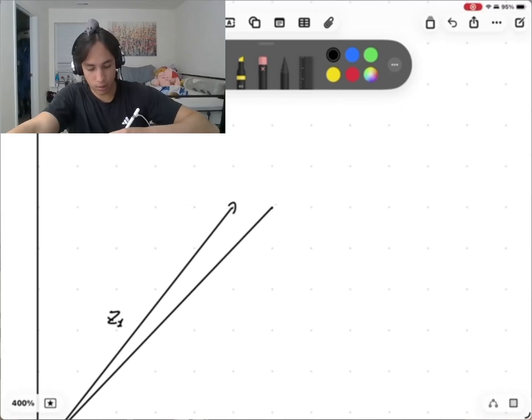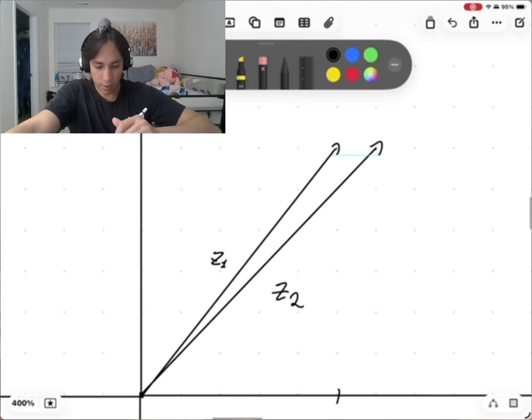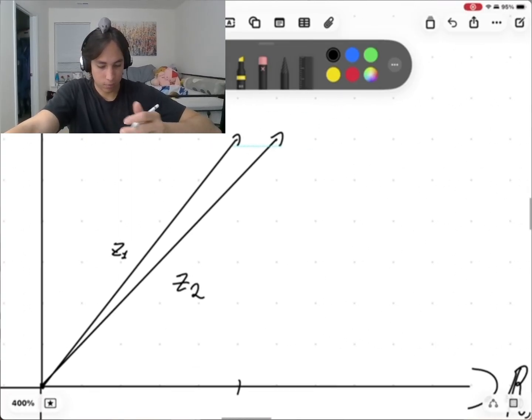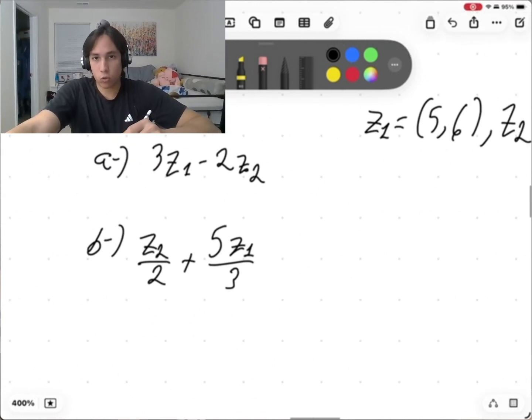Stay with me. I know this is kind of slow. Stay with me. I need to draw this all by myself. So the operations we have is divide by 2 and then multiply by 5 and then divide by 3.